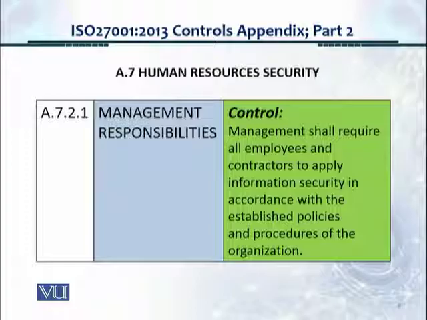A.7.2.1, management responsibilities, in green, says management shall require all employees and contractors to apply information security in accordance with the established policies and procedures of the organization. And in this control, it's actually saying that's a management responsibility which comes into force during the employment. And this is a function which has to be implemented by the management so that the staff members actually implement the policies and procedures.